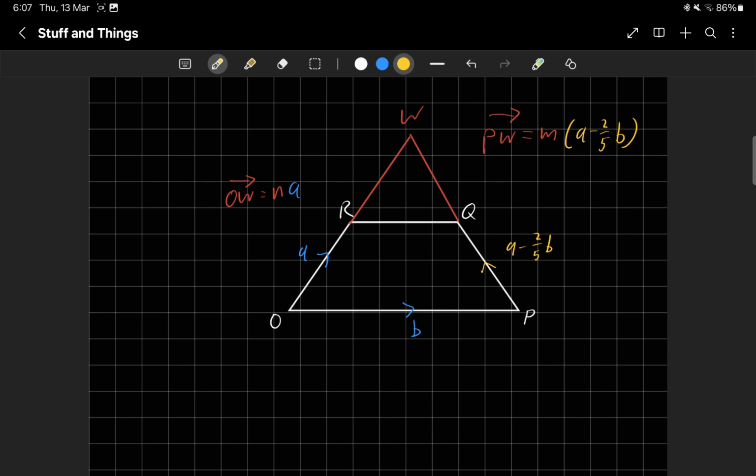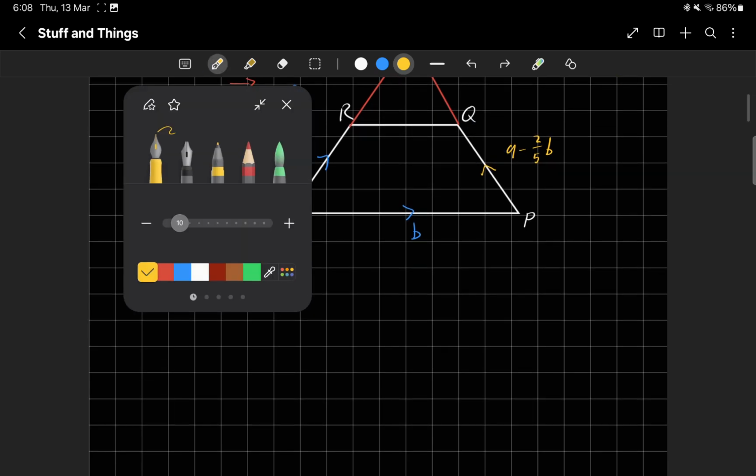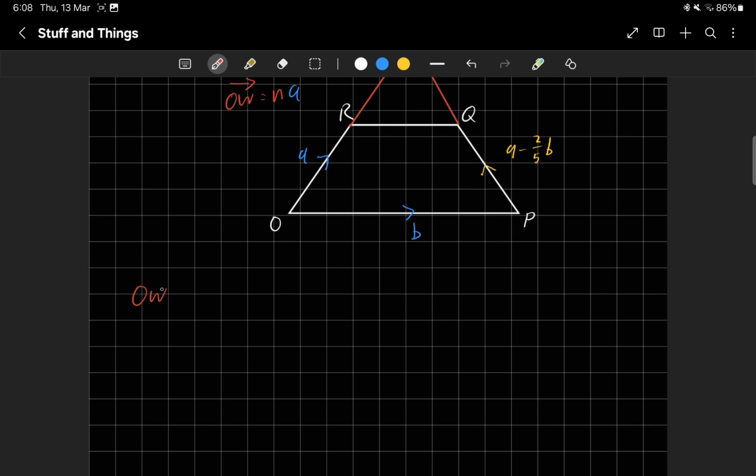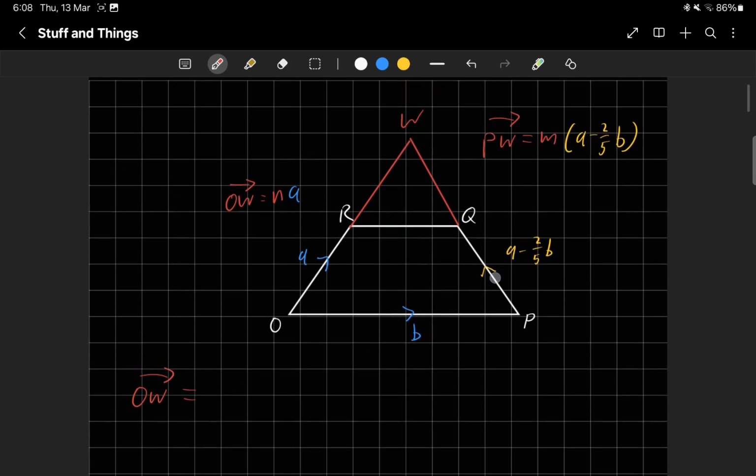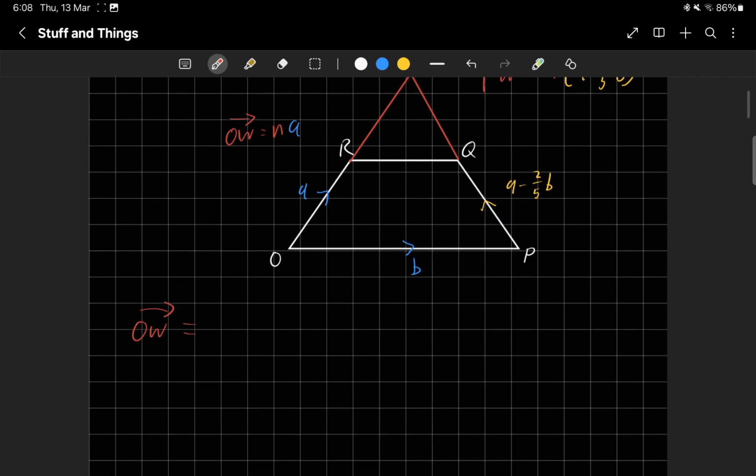Now, the question that they're asking is they want us to find the position vector of W here. Position vector is just asking you what OW is. So we want to find OW. Now, we know OW is NA, but we don't know what N is. So we go through the other direction. Instead of going directly from O to W, we can go to OP and then PW. So that's OP plus PW.